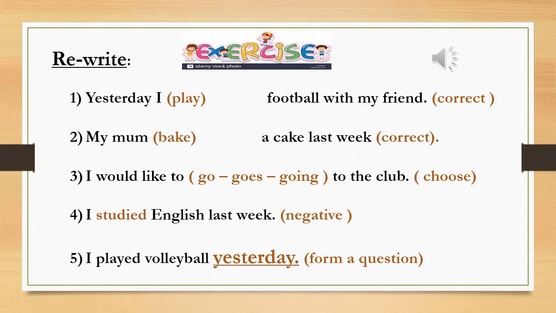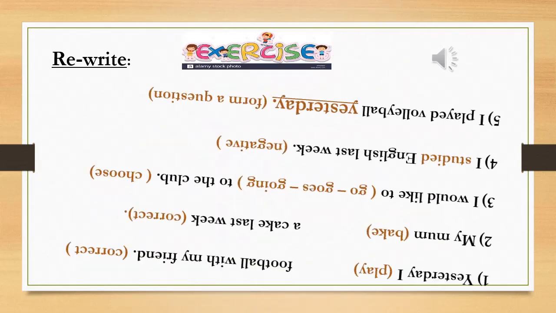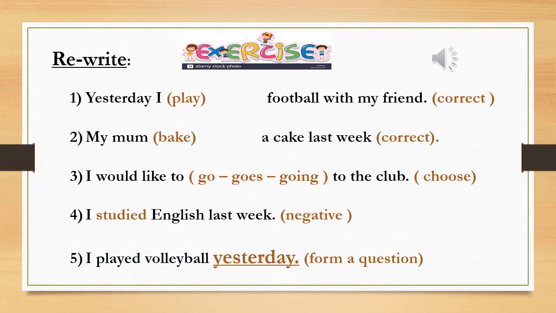Okay, play. What is the last letter? Y. Before the Y, A. A is a vowel. So I will just put ED. It will be played. Number 2. My mom baked a cake last week. Correct. My mom baked a cake last week.